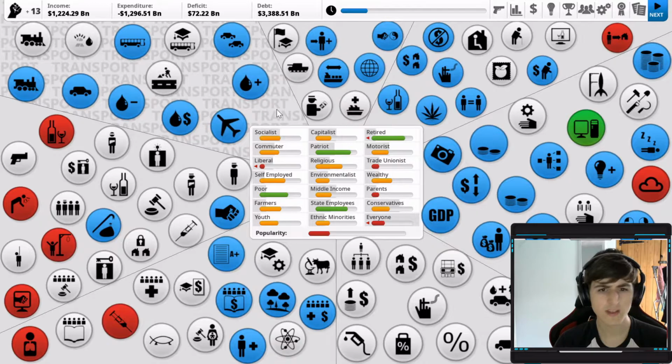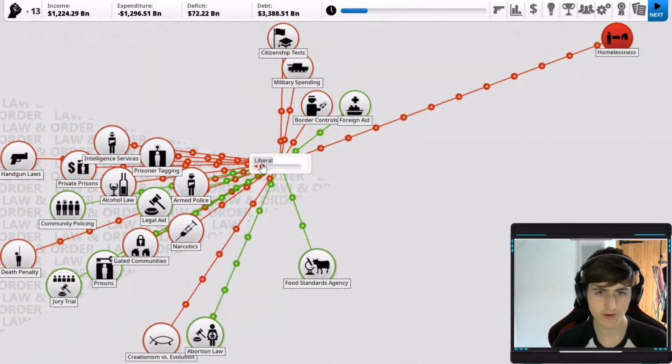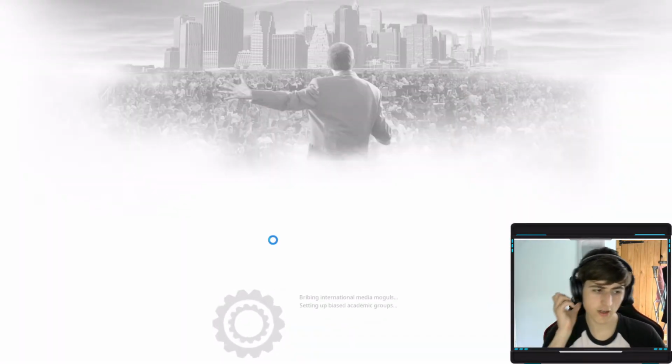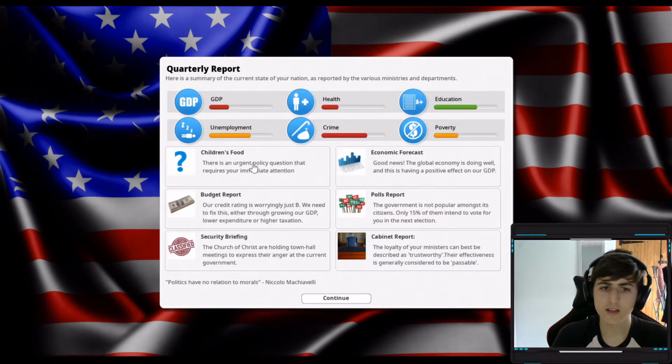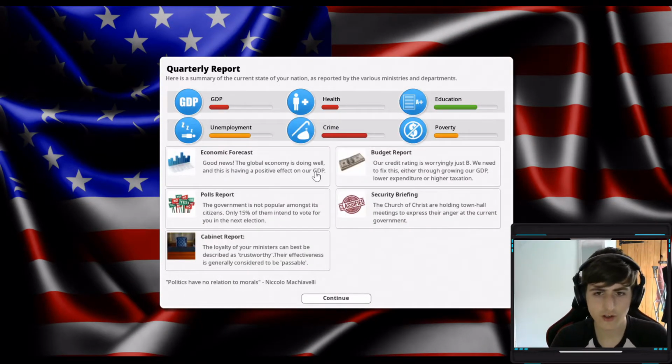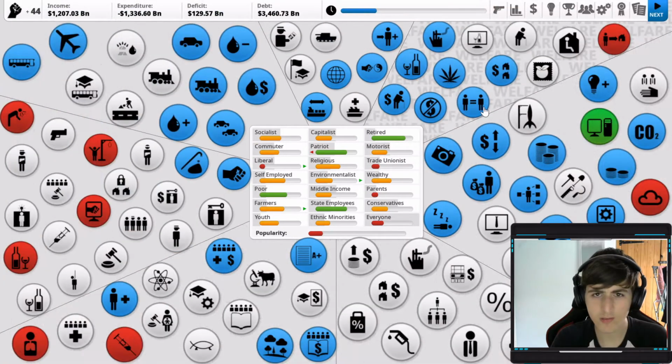So, obviously we've lost a bit already because we've had to rejig everything. To just leave this for now, because I want to try and increase income tax. We need to regulate children's food. 15% of the polls want to vote for us.